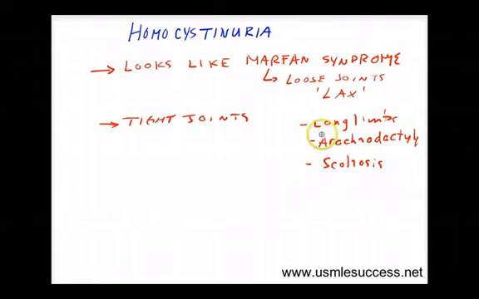Now the problem in homocystinuria is we're missing a key enzyme in the pathway where we take methionine and break it down into cysteine. The enzyme we're missing is called cystathionine beta synthase. And the fact that we're missing this enzyme means we can't take homocysteine and convert it into cystathionine.